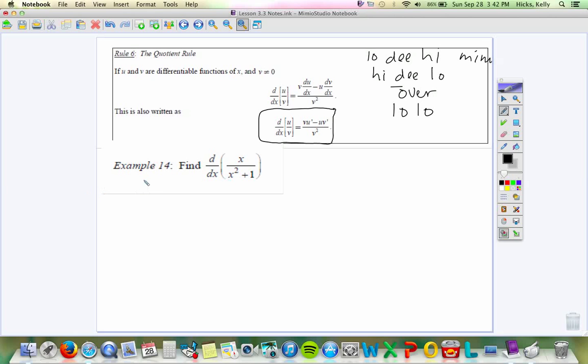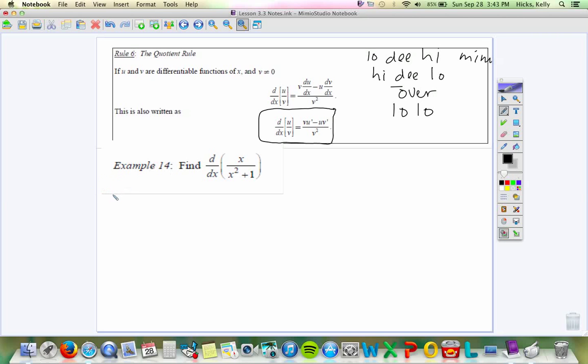Okay, so back to the problem. Let's find the derivative with respect to x of x over x squared plus 1. We're going to have to use the quotient rule. Even if we didn't want to use the quotient rule, I don't see an easy way to multiply this out in order to get just a single term. So I don't see any way around using the quotient rule.